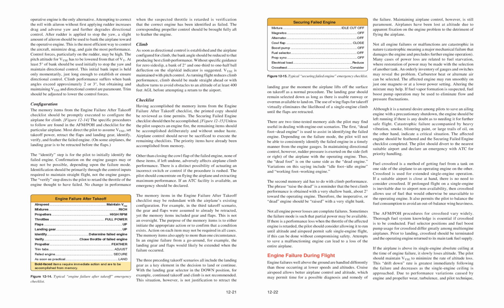There are two time-tested memory aids the pilot may find useful in dealing with engine-out scenarios. The first, dead foot, dead engine, is used to assist in identifying the failed engine. Depending on the failure mode, the pilot will not be able to consistently identify the failed engine in a timely manner from the engine gauges. In maintaining directional control, however, rudder pressure is exerted on the side, left or right, of the airplane with the operating engine. Thus, the dead foot is on the same side as the dead engine. Variations on this saying include idle foot, idle engine, and working foot, working engine.